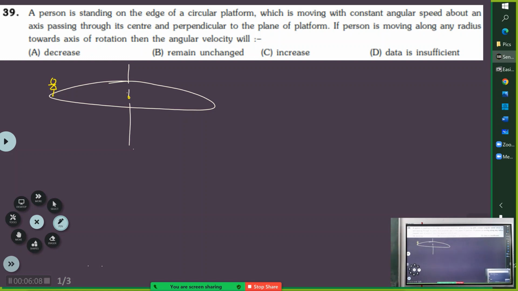If the person is moving along the radius towards the axis of rotation, what happens? The moment of inertia will decrease, and therefore the angular velocity will increase. Correct? This is problem number 39C, right? I hope all of you understood this.